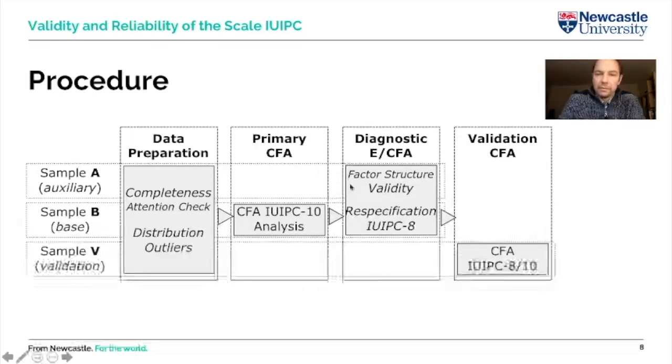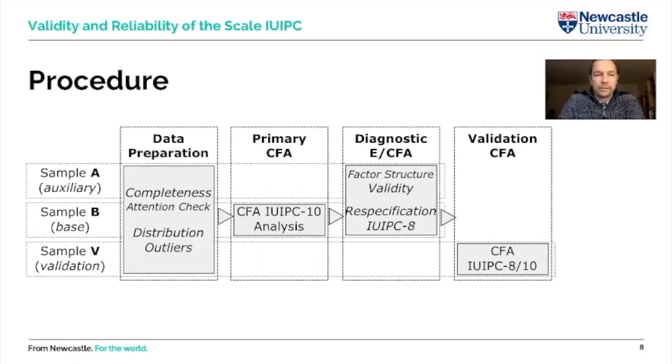Then we had a phase of diagnosis in which we investigated the factor structure further, in which we looked at the reliability and a possible respecification. And this we considered with the base sample as well as with an auxiliary sample A. Finally, we had a validation phase in which we checked our findings on an independent sample to make sure that our findings are actually holding up.